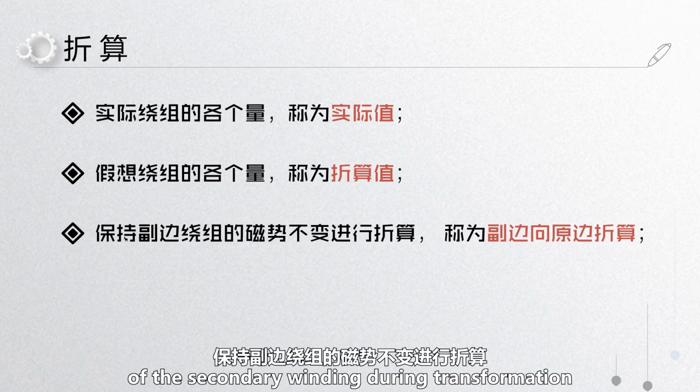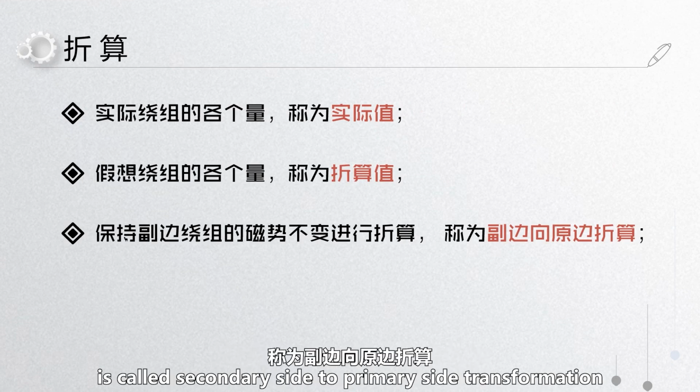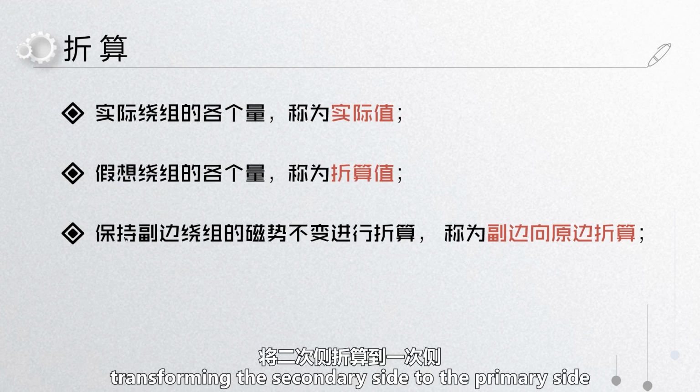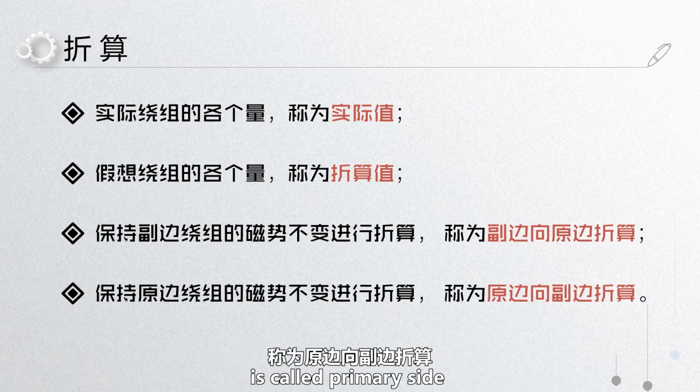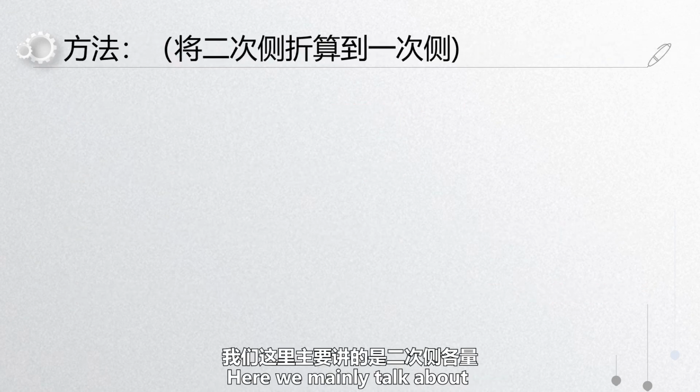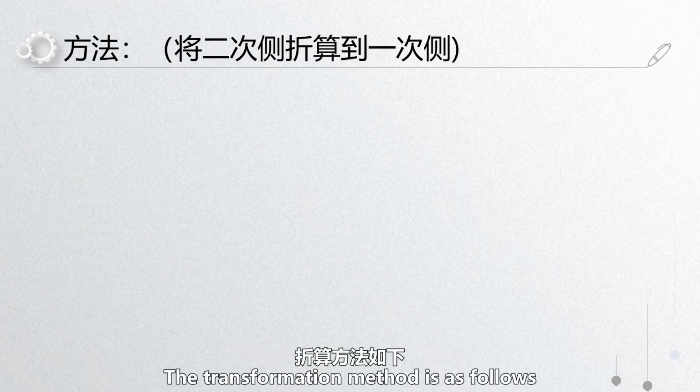Maintaining the magnetic force of the secondary winding during transformation is called secondary side to primary side transformation. That is, transforming the secondary side to the primary side. Maintaining the magnetic force of the primary winding during transformation is called primary side to secondary side transformation. Here, we mainly talk about the quantities on the secondary side. The transformation method is as follows.